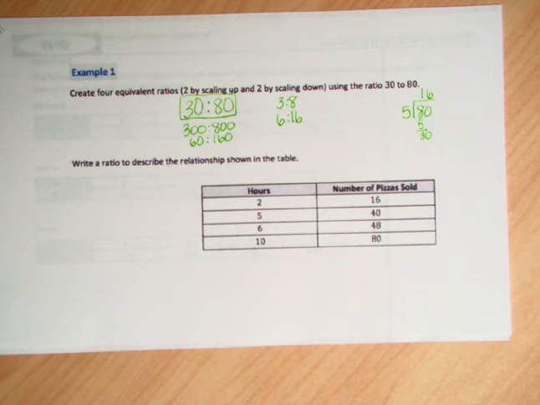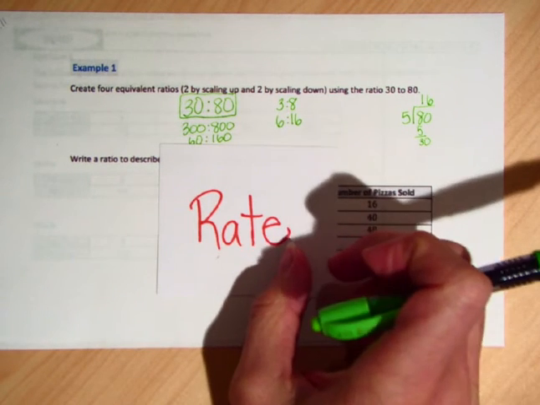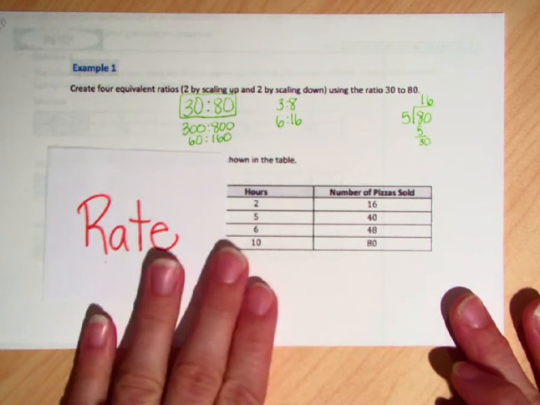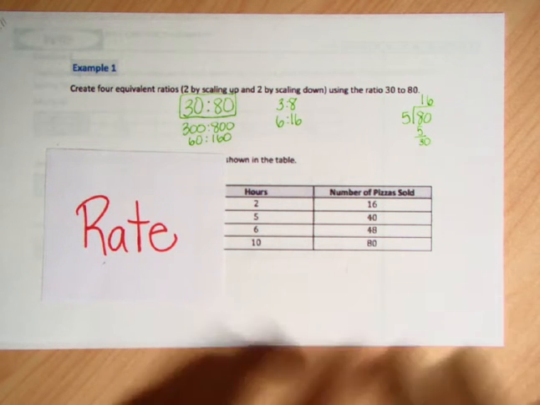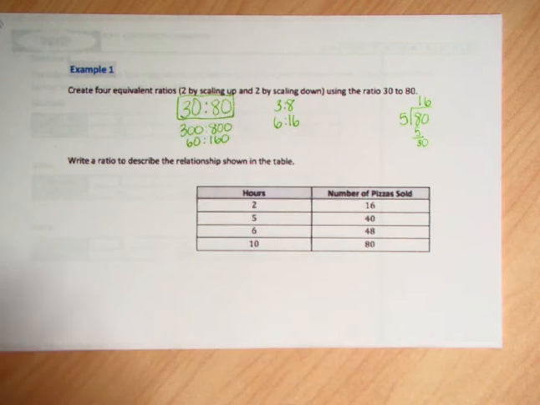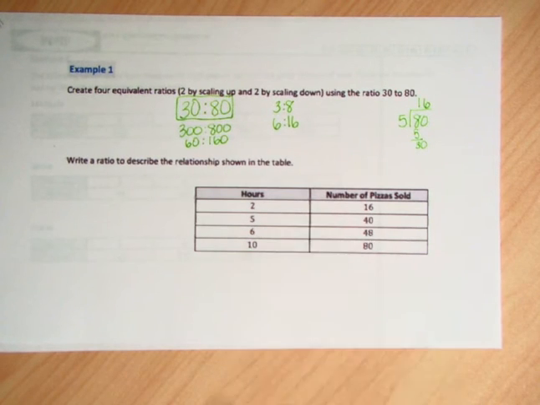We want to know the rate. This is a new vocabulary word I want you to put into your ISN. We want to know the rate at which they're selling pizzas. The rate is a ratio that compares 2 quantities that have different units. So here we're comparing hours and pizzas. So the rate is a ratio comparing 2 things with different units. So we want to know the rate. How many pizzas are they selling each hour?